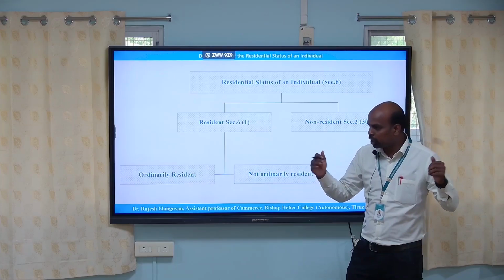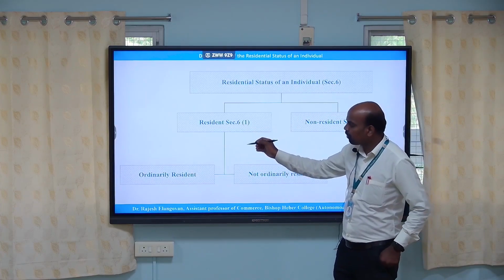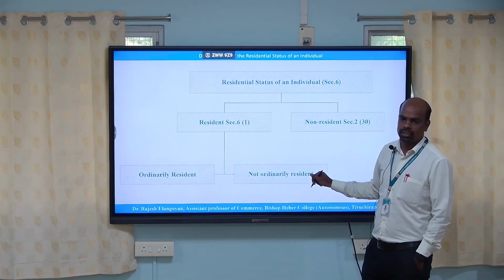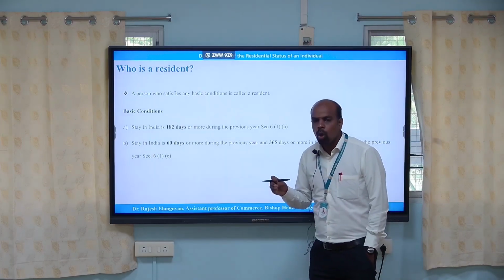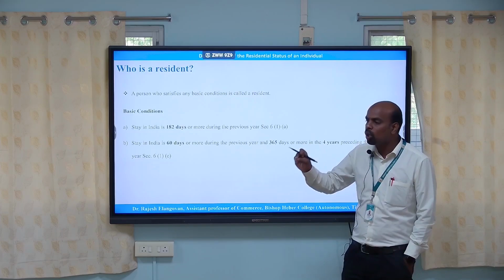It can be classified into two categories. One is called resident, another one is non-resident. And a resident is further classified into two categories: ordinary resident and not ordinary resident. First of all, let me explain who is a resident. A person who satisfies any one of the basic conditions is known as a resident.